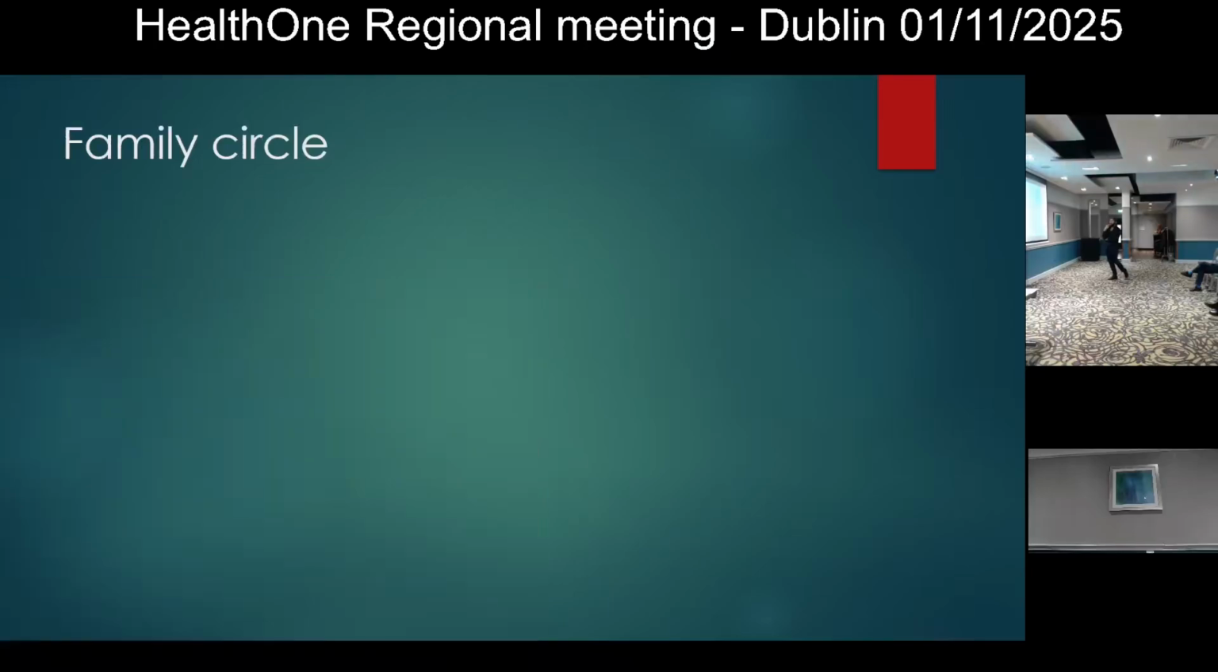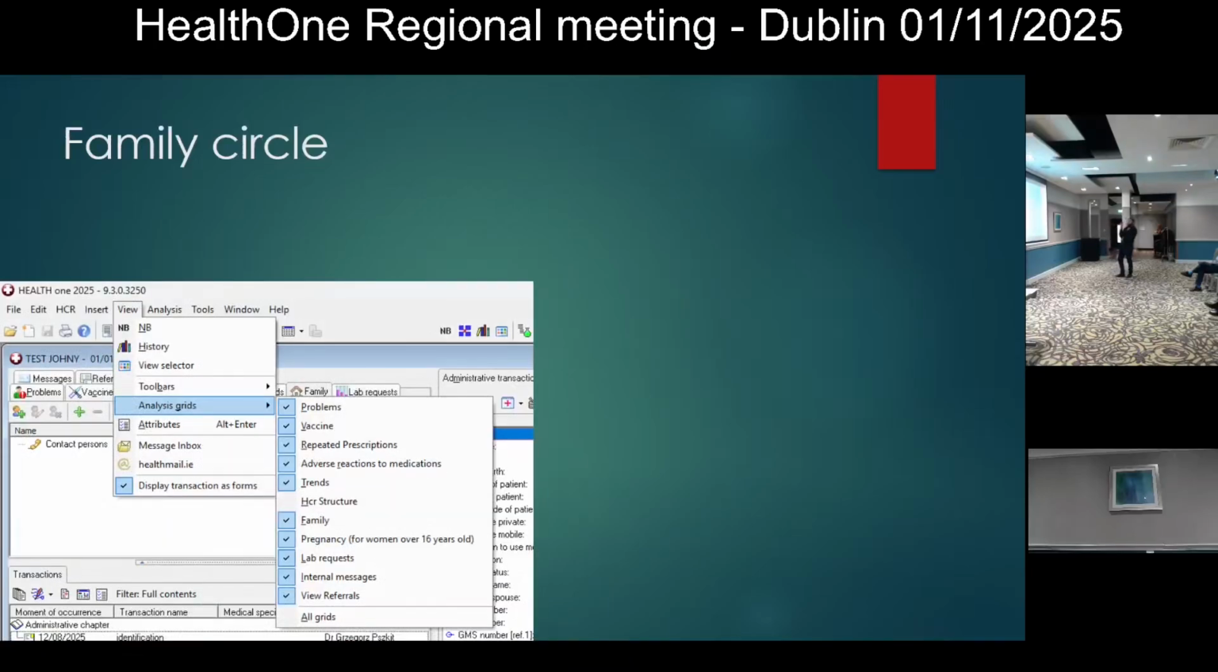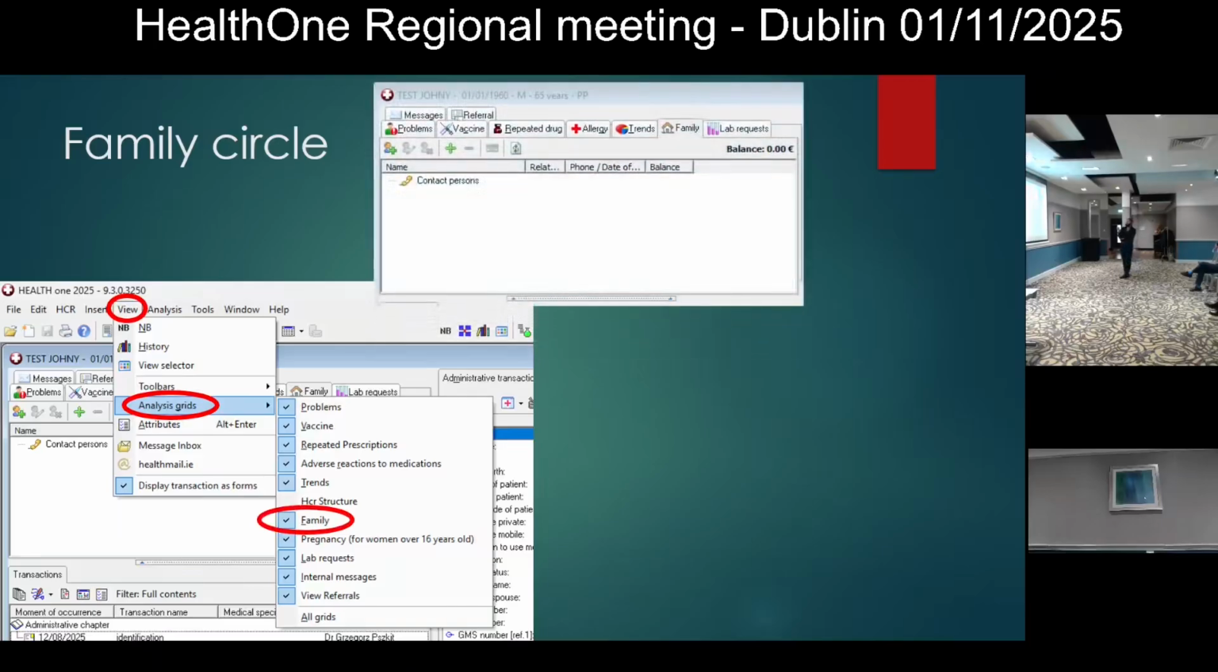Family circle caused some problems recently as well, right? It is not turned on by default to be shown. So you have to go through your view, analysis, grid, and then family for that to be shown. That's how you activate it. Once you activate it, you have this family tab. And if you add people to somebody's family, that's how you can easily switch between them. Like, oh, by the way, did you check my husband's results? Like, what's your husband's name? I don't remember. So just double click on family and you have it easily, right?